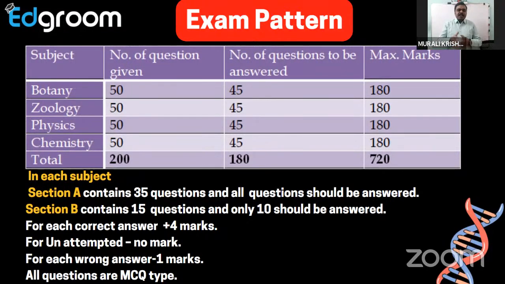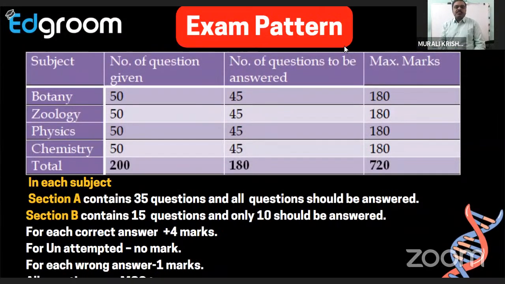So the exam pattern is very familiar to you because if you are in a corporate sector, you are doing this exam continuously every week. You can find 180 questions you have to answer out of 200, and your score will be 720. In section A, 35 questions are there, and 15 questions in section B. Among the section B's 15 questions, you have to answer 10. A correct answer gets 4 marks, a wrong answer carries negative 1 mark, and unattempted gets no marks.